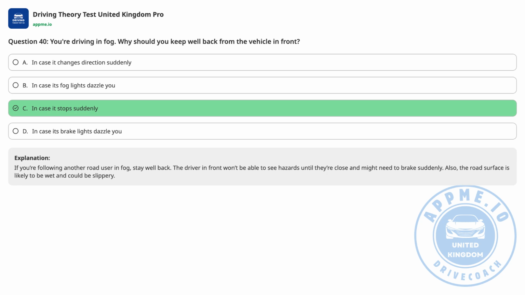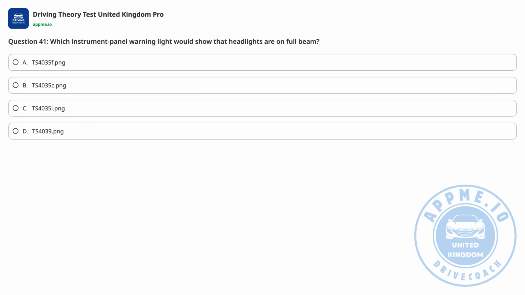The correct answer is C. Question 41. Which instrument panel warning light would show that headlights are on full beam? A. B. C. D.